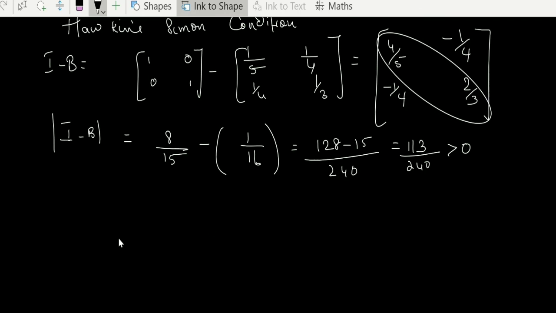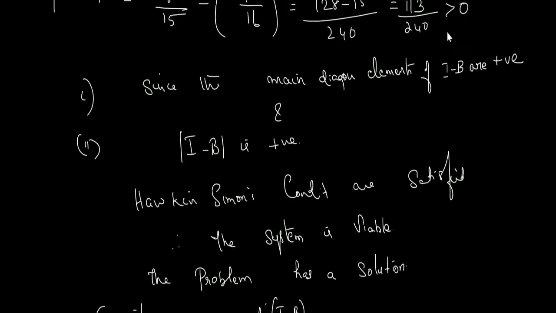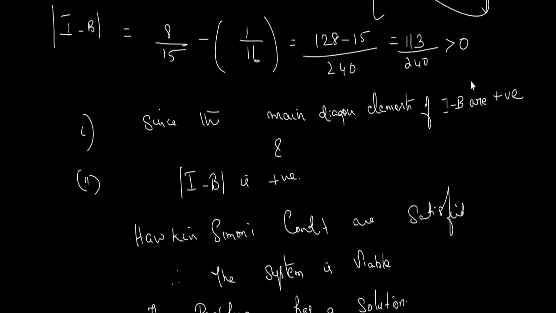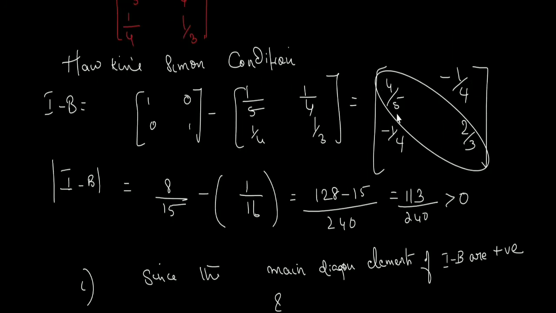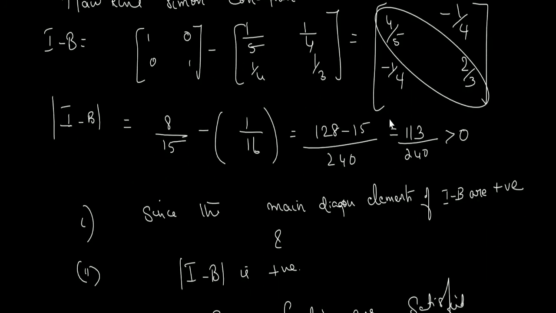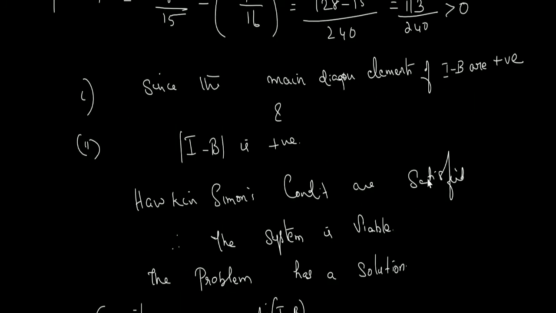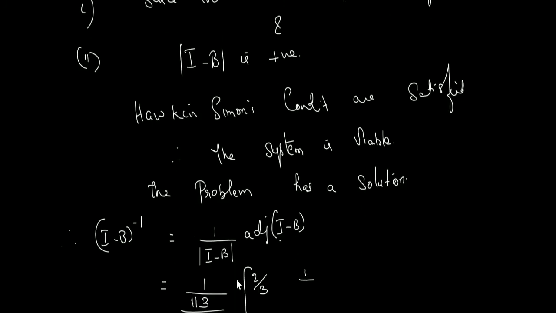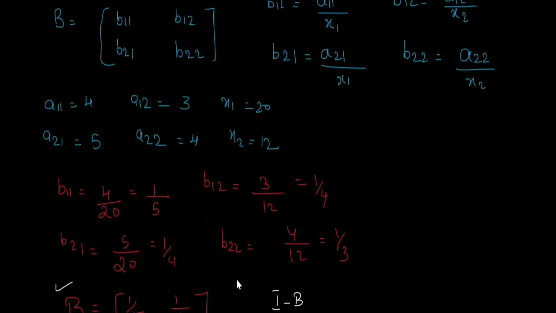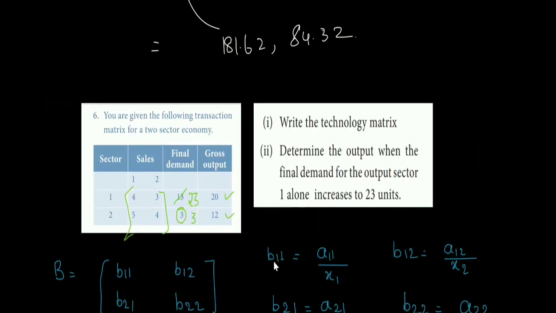So you write the two conditions. First condition is, since the main diagonal elements of I minus B are positive, you can see this is positive, and second condition, determinant of I minus B is greater than 0. Determinant of I minus B is also positive. So Hawkins-Simon conditions are satisfied. These are the two conditions. Therefore, the system is viable. This problem has a solution. So we have to find the output. The question is to determine the gross output.